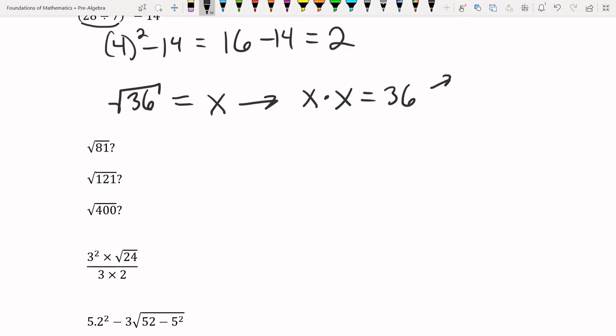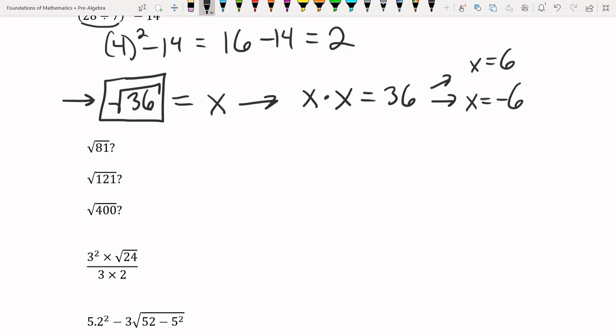This equals 6. 6 times 6 equals 36. Now, because I've specifically stated the square root of 36, we assume the positive. There is actually a second number, which would be negative 6. Negative 6 times negative 6, negative times negative is positive, and 6 times 6 equals 36. However, if the root is stated here, it's asking for the positive answer.